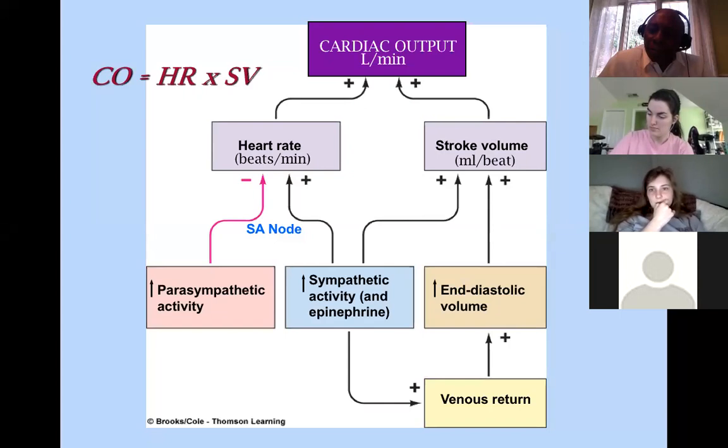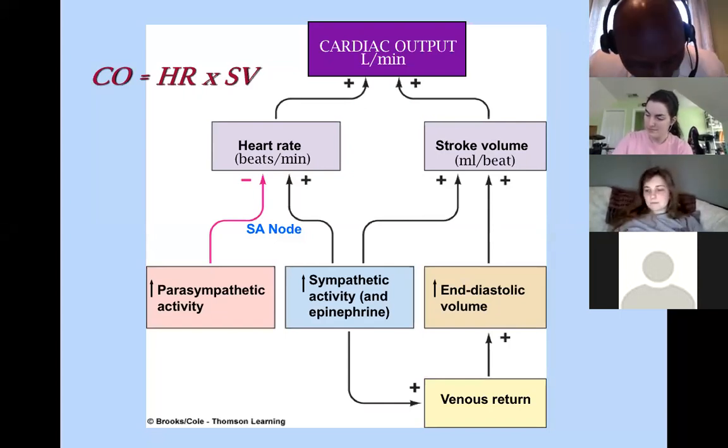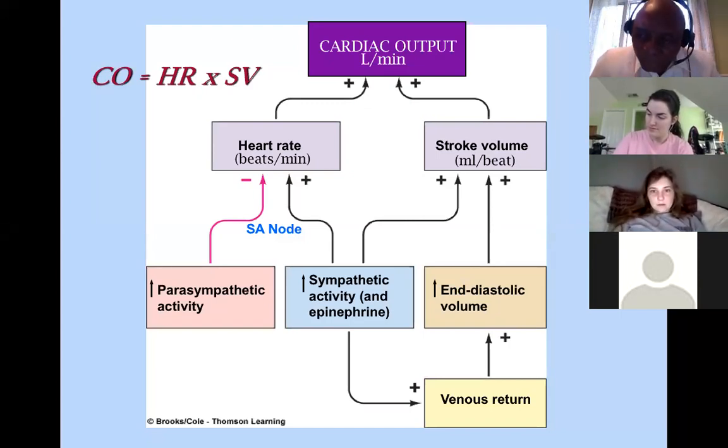Is it 4.2 liters per minute? Say that again. 4.2 liters per minute. Okay, so what numbers did you use? 60 for the heart rate and 70 milliliters for the stroke volume. Okay, thank you. Anyone else? What's their cardiac output?